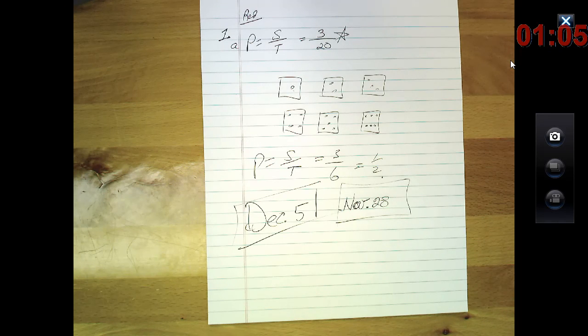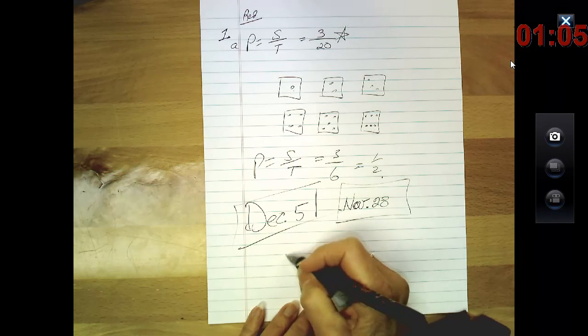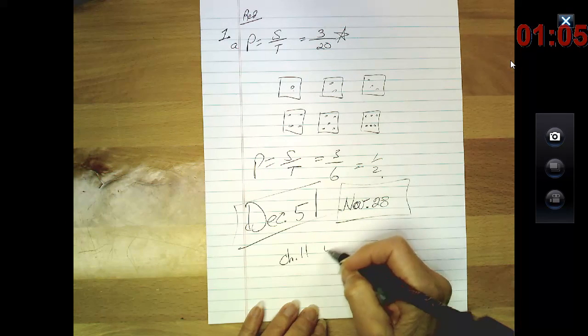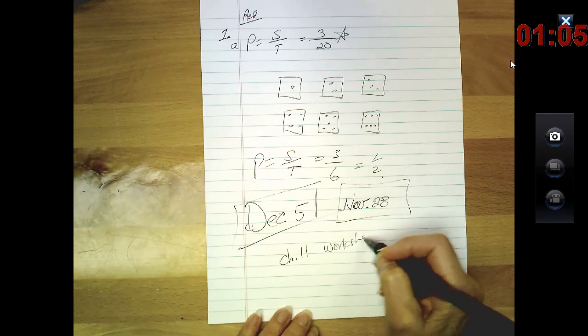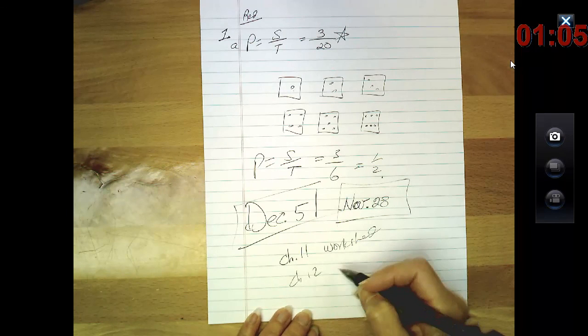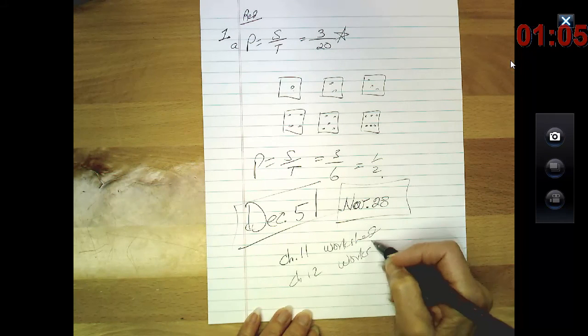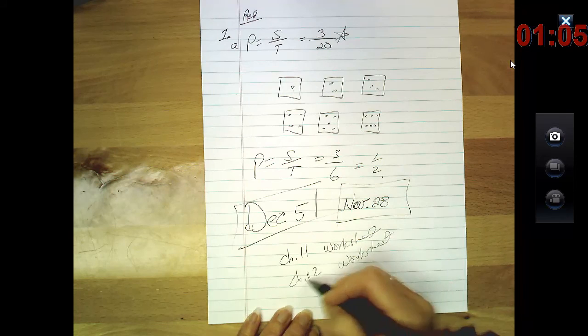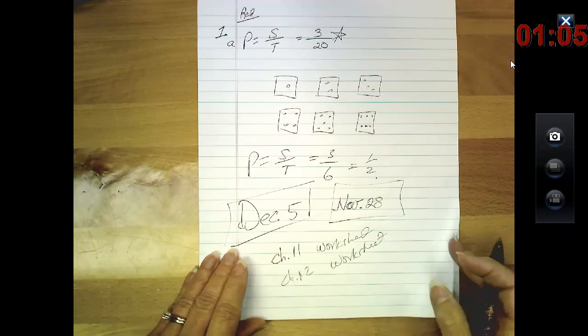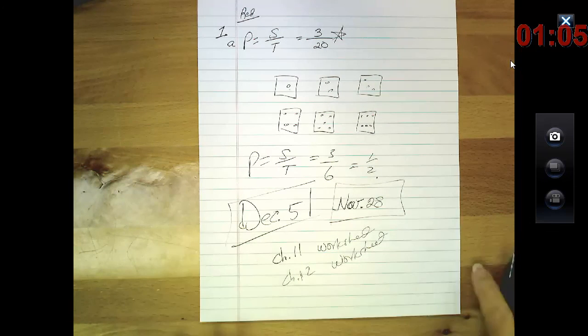Okay, so, quite a bit of work to do. But on chapter 11, you have a worksheet. And chapter 12, you have a worksheet. So those are easy. It was just that chapter 9 that's rough. Okay, thank you very much.